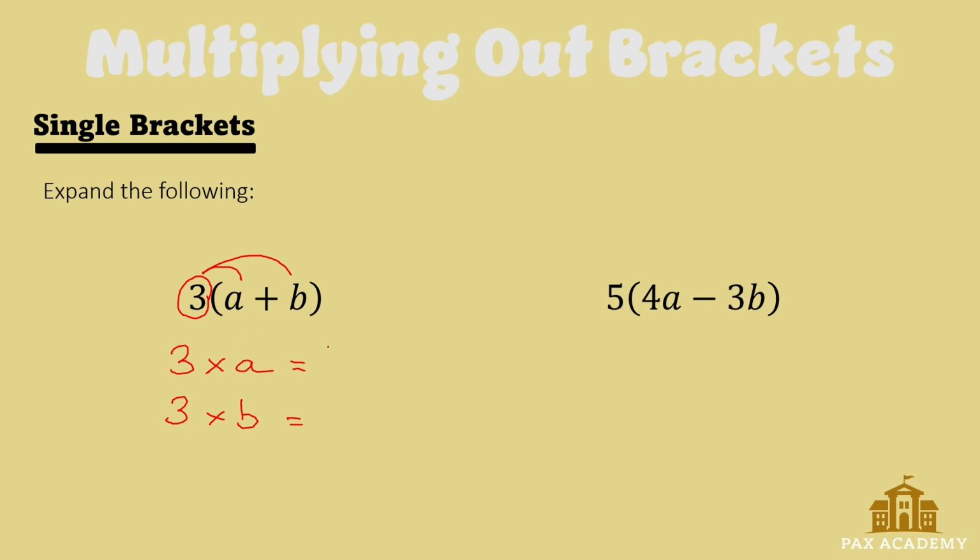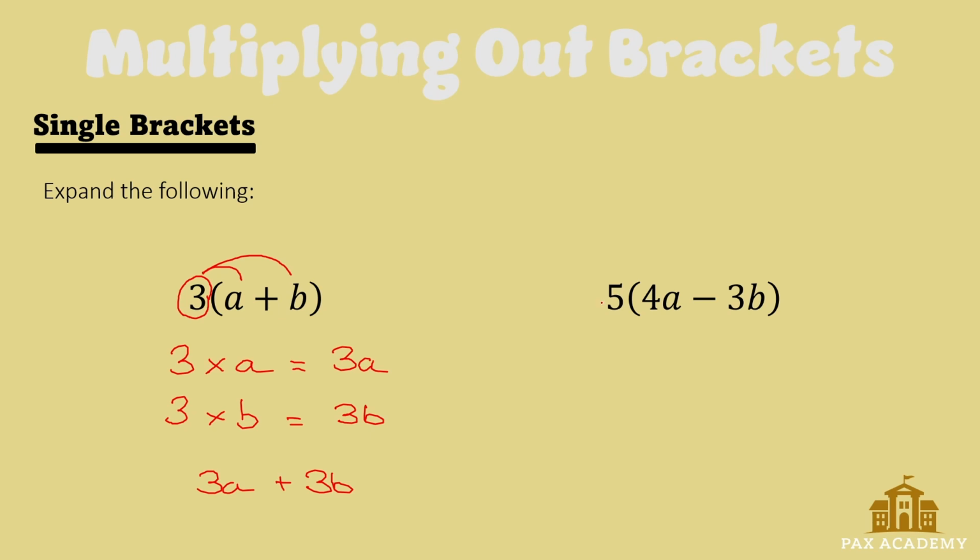And then we need to solve this. So 3 times a, we know is just 3a, and then 3 times b is just 3b. Therefore, what we get when expanding this bracket is 3a plus 3b. Okay. What about the other expression? This one reads 5 times open brackets, 4a minus 3b, close brackets.